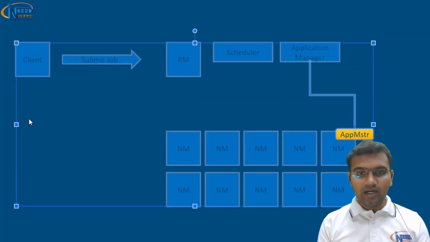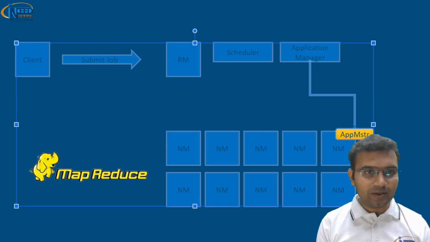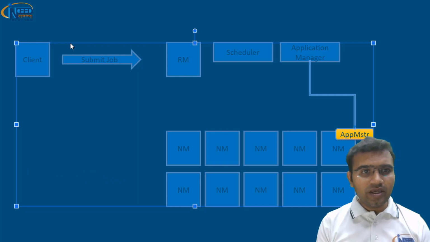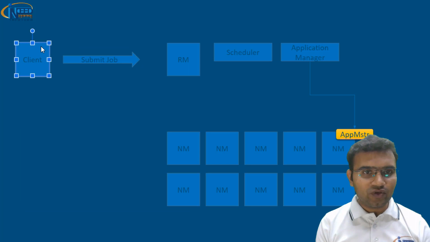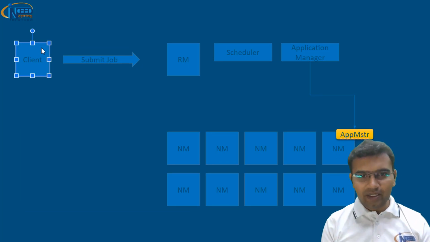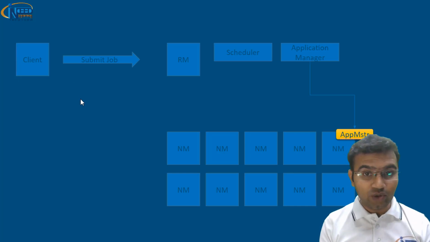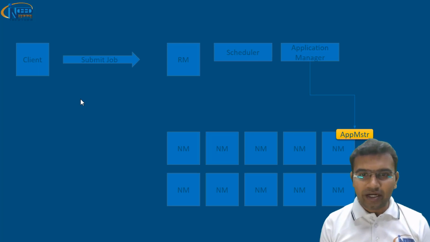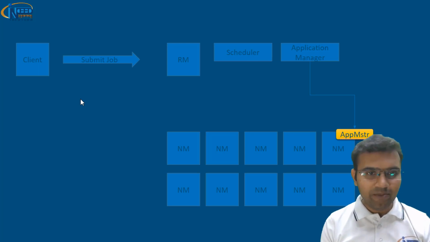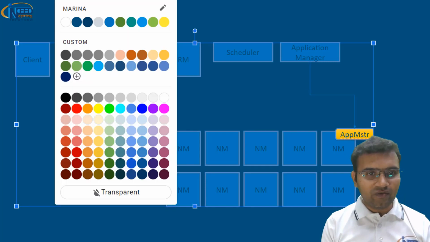Here you can see that I have drawn how MapReduce actually happened and how it was helping the whole processing mechanism. In the case of MapReduce, we have a client, and the client submits a job. After submitting the job, the client waits for the resource manager to accept that job and schedule it with the help of schedulers. This is what the client does.